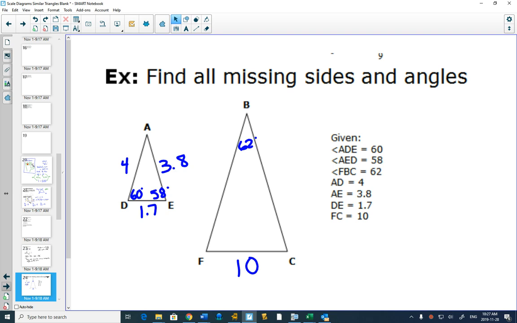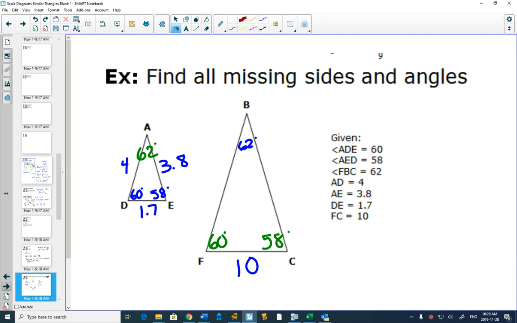Okay. And now we have to label everything that's missing. So I'm going to change colors. I'm going to change to green. If these triangles are similar, we know that the corresponding angles are the same. So that means if the top one's 62 here, the top one's 62 over there. If this one's 60 there, this one's 60 here, and this one's 58, that one's 58 degrees there. So the angles are this super easy part in similar triangles because they're all the same.